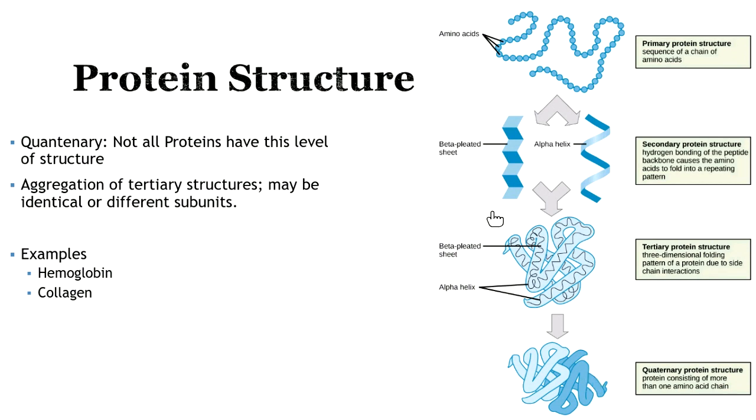So primary is just a chain. Secondary, we start to interact that chain with those side groups as hydrogens. And tertiary is a 3D overall shape. So we keep folding and folding, and this is going to be its final shape. And if you have several subunits that come together to form a function, it'll reach quaternary.